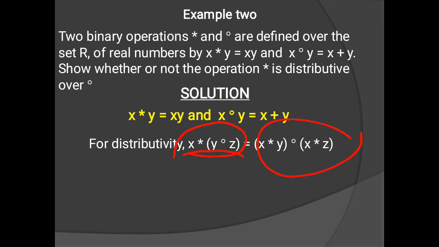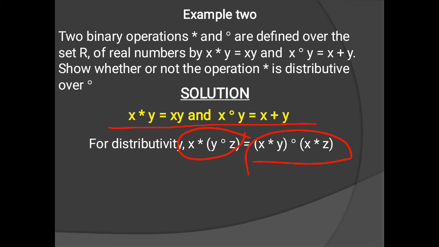If it is, then the operation star is distributive over the operation circle. If they are not equal, then it is not distributive over it. All right, so let's delve into it. We first pick this one, we solve using the given rules. Then later we pick this one, we solve using the given rules. Then we compare our answers. Always compare the answers after solving to be able to determine whether it is or it is not.